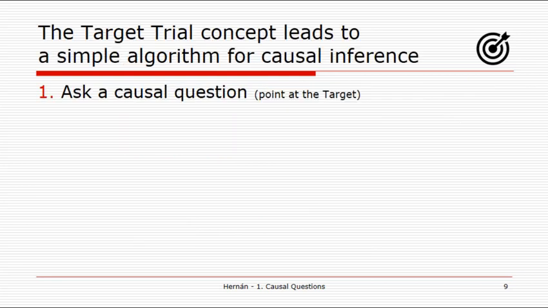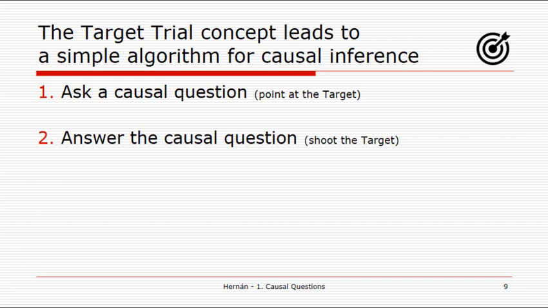So, if we think about the target trial, then we can think about this two-step algorithm for causal inference. The first step is we have to ask a causal question. The second step is we have to answer the question. This sounds like a joke, but it's really a very important point. This is really what causal inference is. First, we have to ask the question, then we have to answer the question.